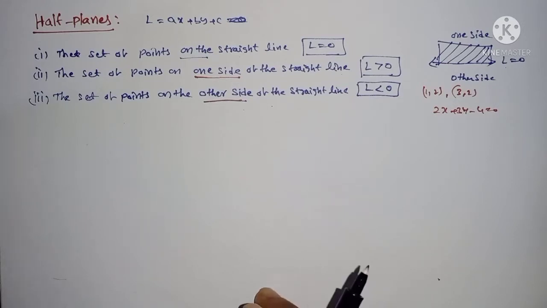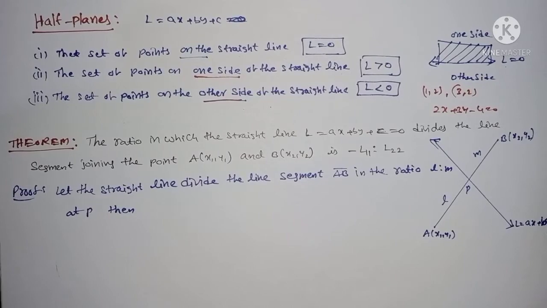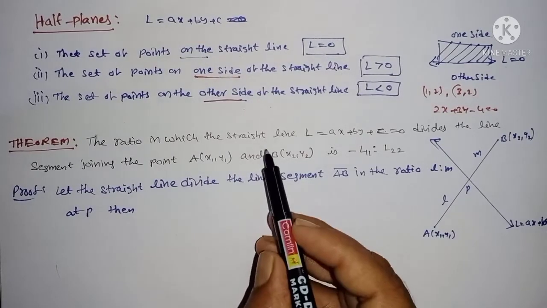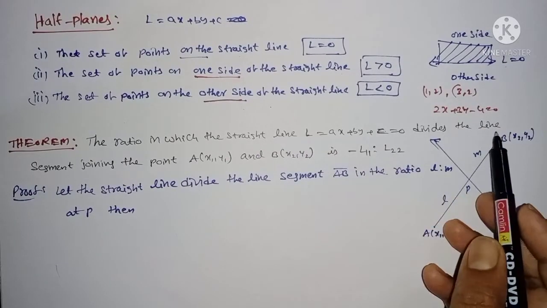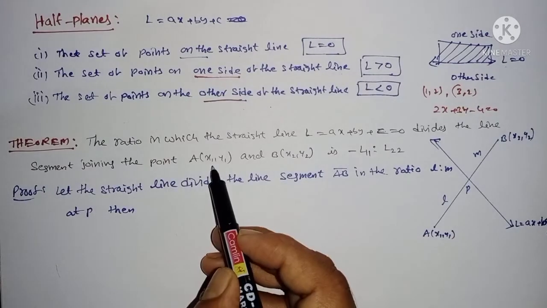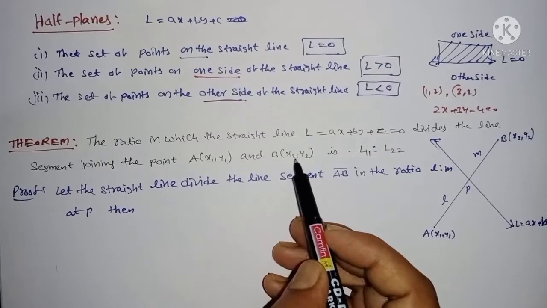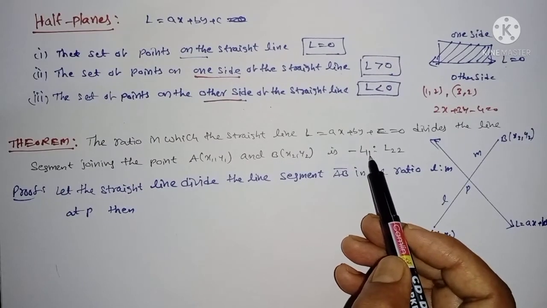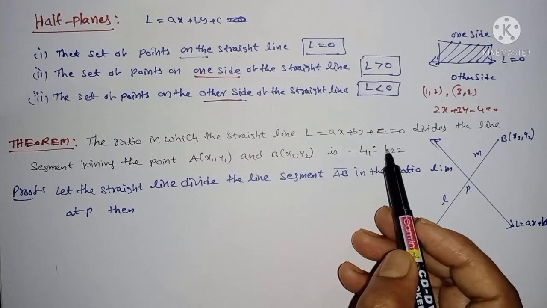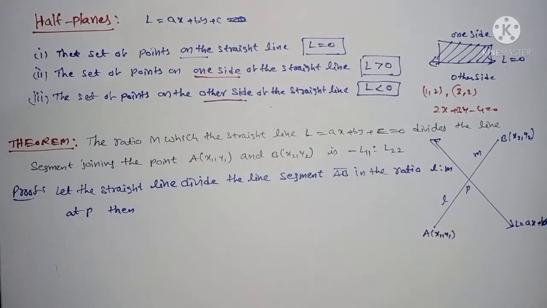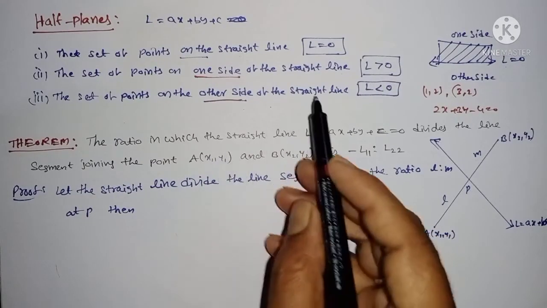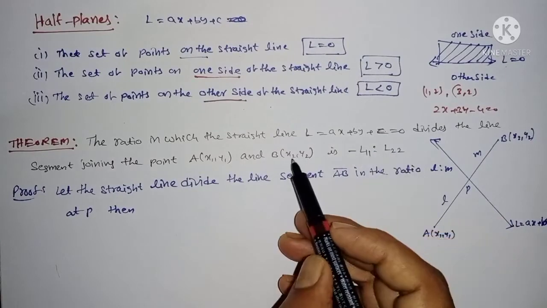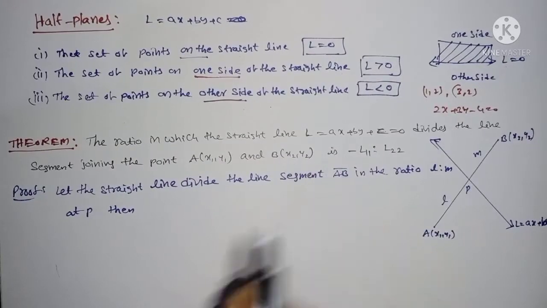Depending on this, we have one theorem; let us see. Theorem: the ratio in which the straight line L equal to ax plus by plus c equal to 0 divides the line segment joining the points A of x1 comma y1 and B of x2 comma y2 is minus L11 is to L22. What are L11 and L22? Listen here. L11 means you substitute x1 comma y1 in the L equation, and L22 means you substitute the point x2 comma y2.